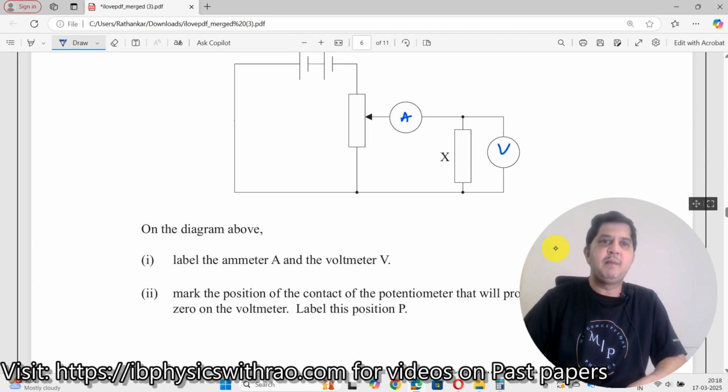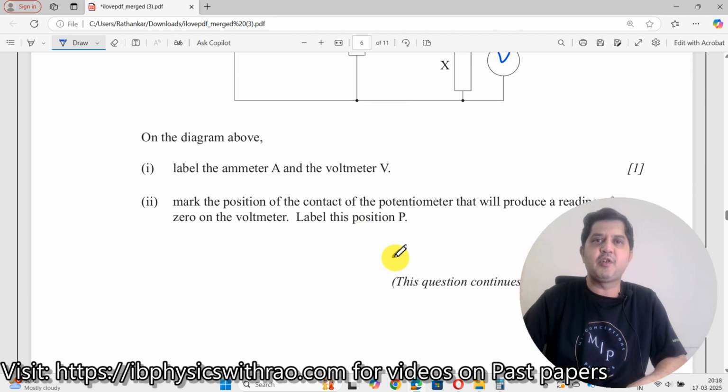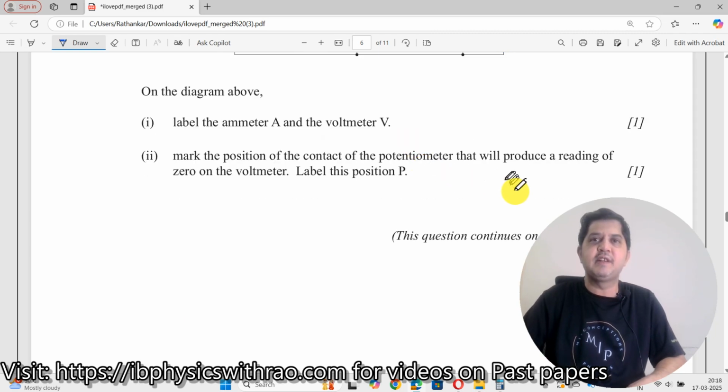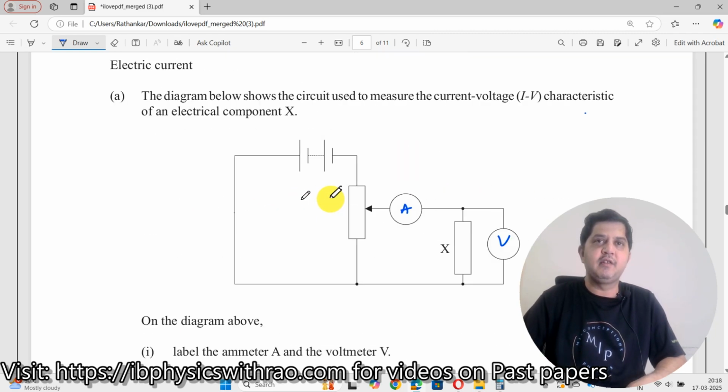Mark the position of the contact of the potentiometer. This is your potentiometer, and this is the slider, that will produce a reading of 0 on the voltmeter. Where should you place the slider so that you get a voltage equal to 0? The slider can be placed here, here, or here, anywhere on the line. It can't go outside.